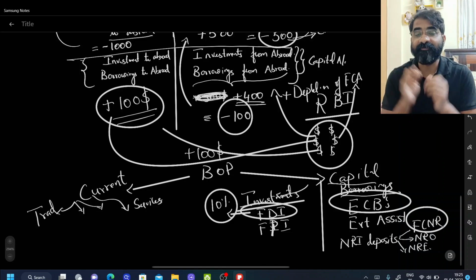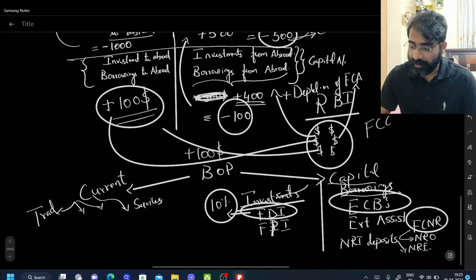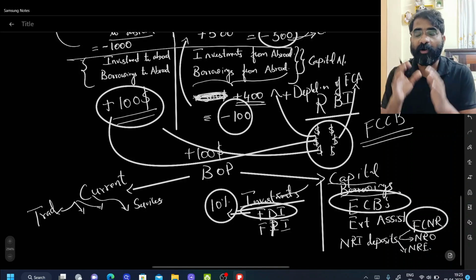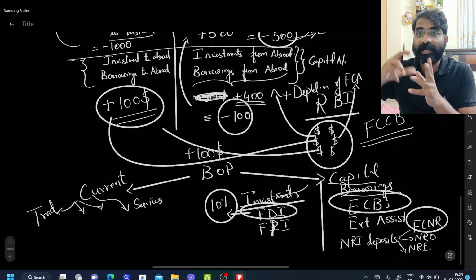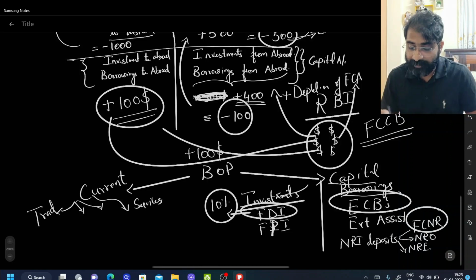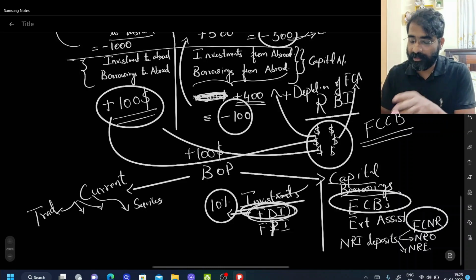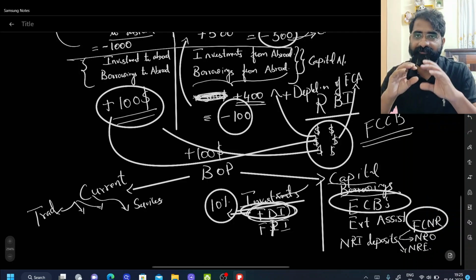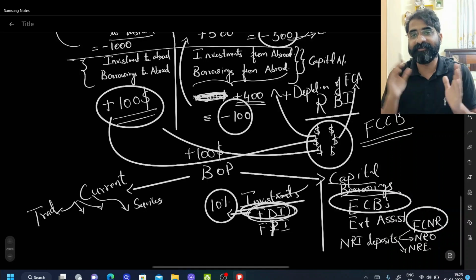Now, one more important understanding: foreign currency convertible bonds. UPSC asked this question, anything related to a bond that can be converted into equity at a later date. Some portion of these bonds can be converted into equity. Only that portion which can be converted into equity will be treated as FDI. Otherwise, that FCCB should be part of the debt part or the borrowings part.